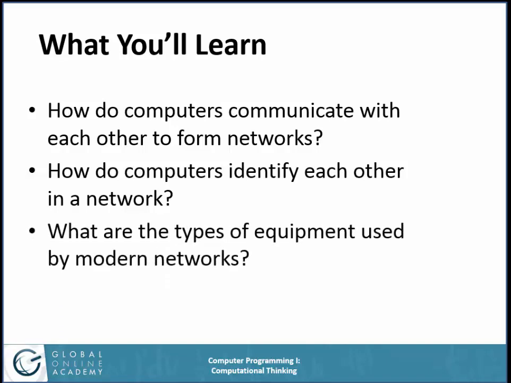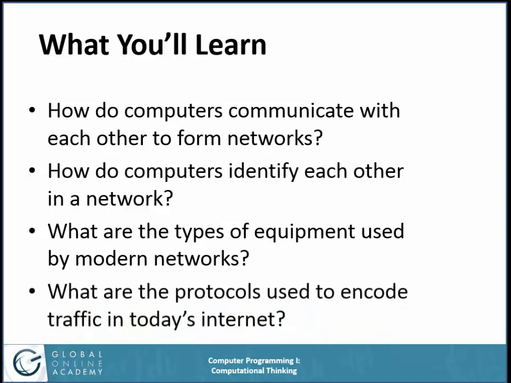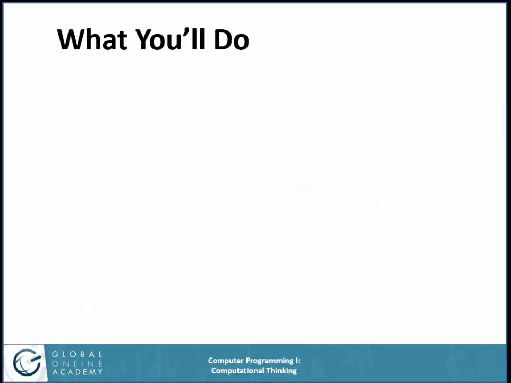What are the types of equipment used by modern networks? We know about the computers, but what other things have to be there for computers to talk to each other? And what are the protocols, the rules that both parties in a communication have to agree to, that are used to encode traffic in today's most ubiquitous wide area network, the Internet?